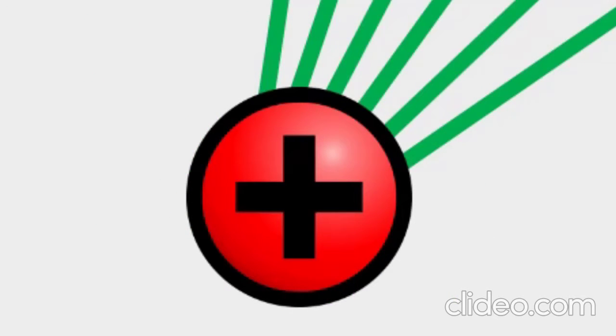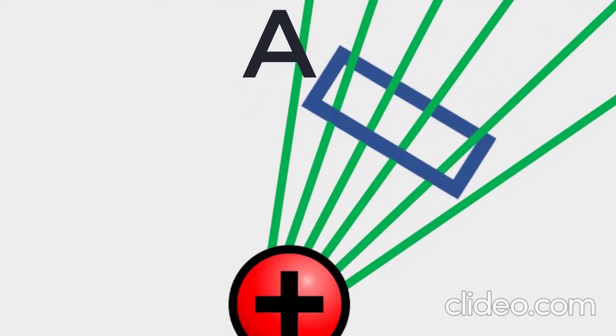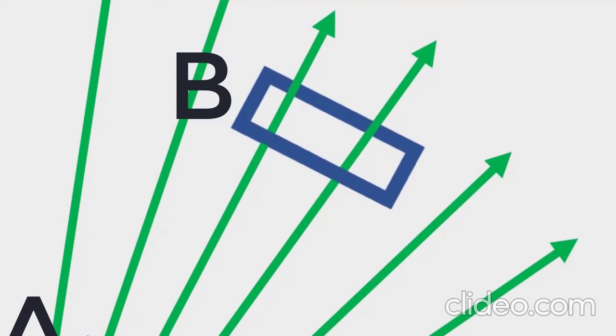Here is a positive charge. We can imagine two equal and small elements of area placed at the points A and B, which are normal to the field lines. 4 lines are passing through the area element placed at A. Only 2 lines are passing through the area element placed at B.